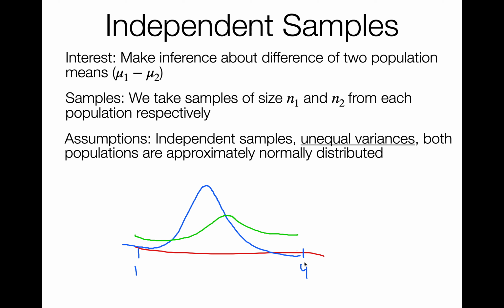Okay, and if you look at these two, they are not equally spread out. If you look at this, the green has a much higher variance than the blue. Blue has smaller variance. It's got a higher peak and its tails aren't quite as heavy.